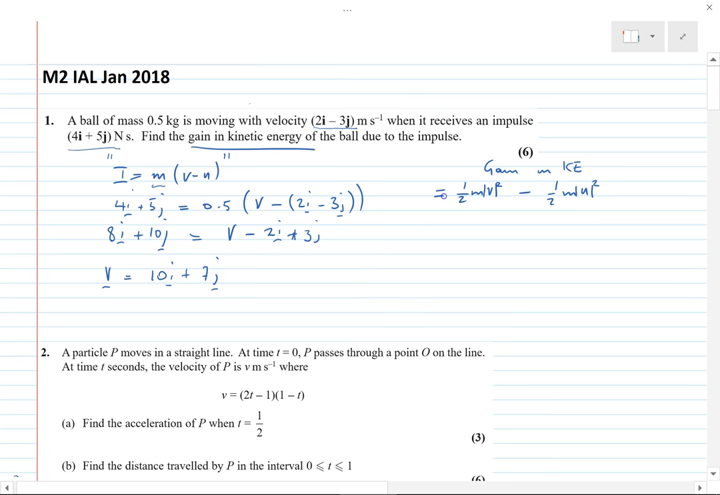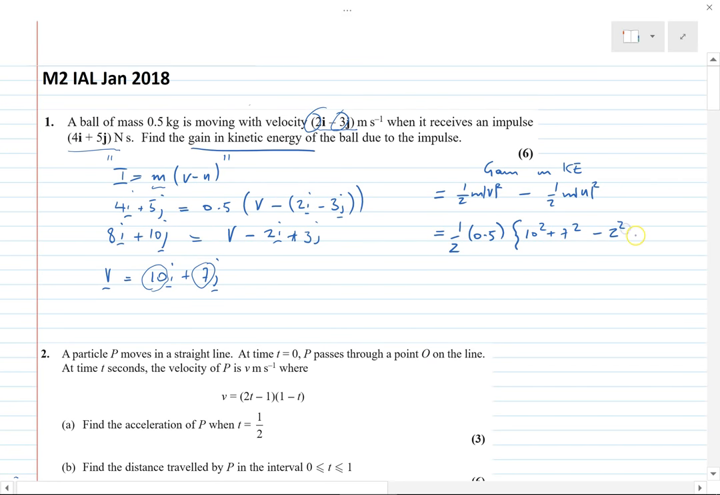Okay, so let's just take that out. A half times 0.5, let's put it all in one bracket, because you've got a common factor of half m here. Now there's no point in just finding the magnitude of this just to square it out again. So we just want the components of the final velocity squared and added, take away the components of our initial velocity, squared and added. So that equals a quarter times, now this is 100 plus 49, which is 149. Take away 9, 140. Take away 4, 136. So that equals 34 joules.